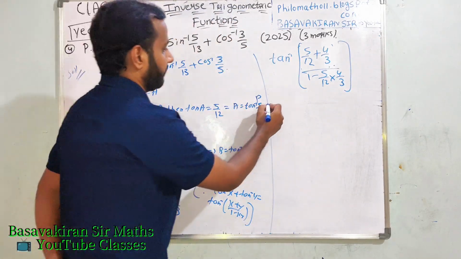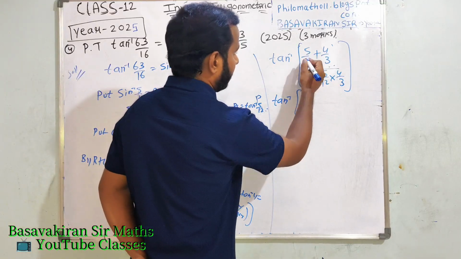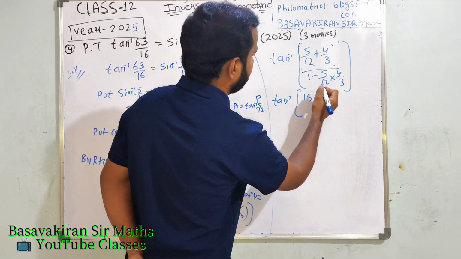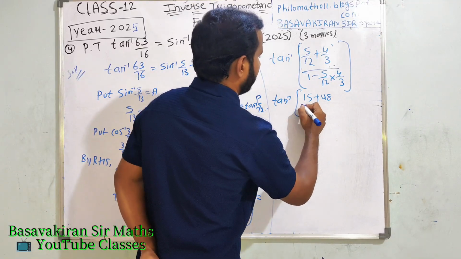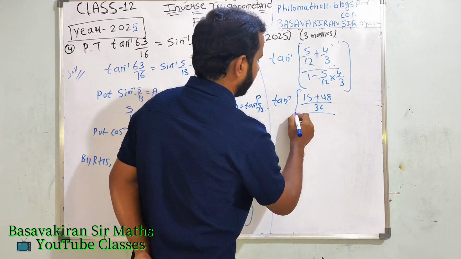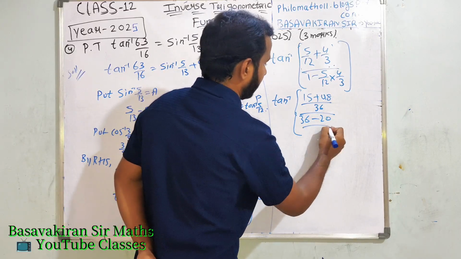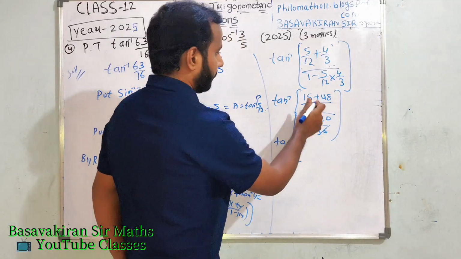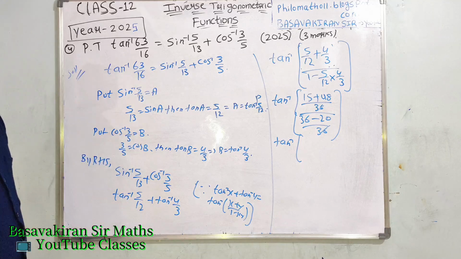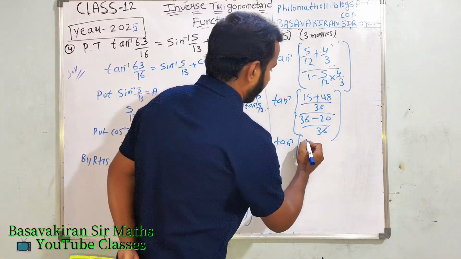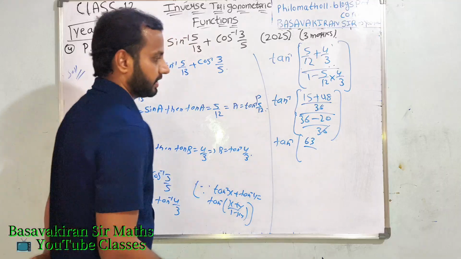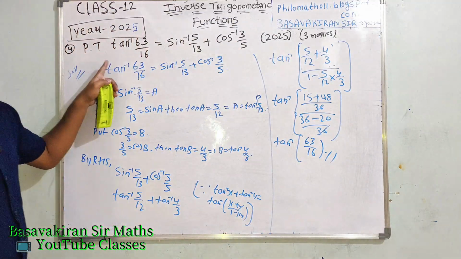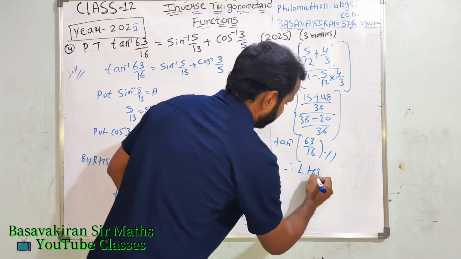Right. Now let us take the LCM. Tan inverse of, LCM of 12 and 3 is 36. Multiplying, 15 plus 12 fours are 48, divided by 36, whole divided by, again the LCM will be 36, 5 fours are 20, divided by 36. The 36 cancels, left with tan inverse of 48 plus 15 is 63, divided by 36 minus 20 is 16. Now tan inverse of 63 by 16 I got, that is your LHS. Therefore LHS equals RHS.